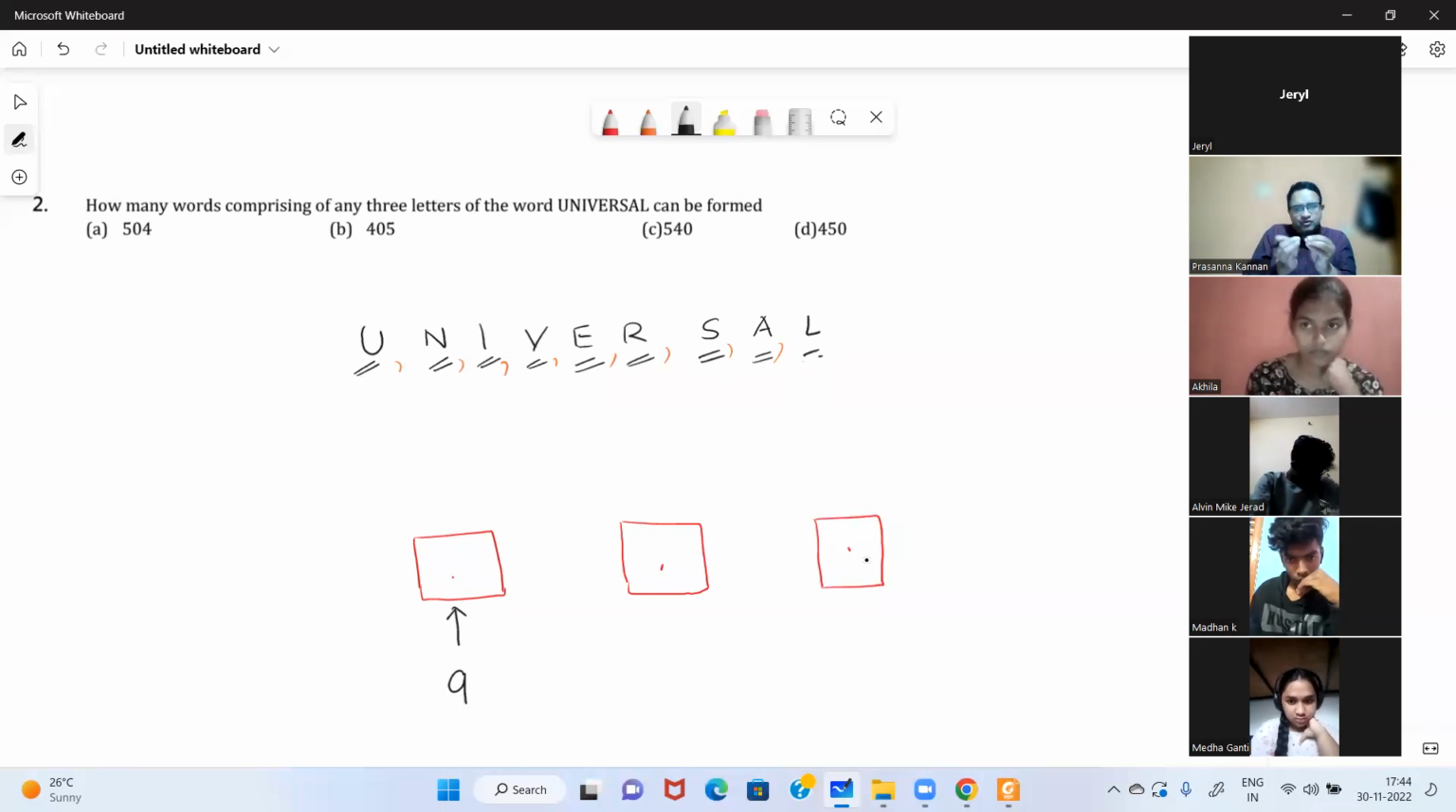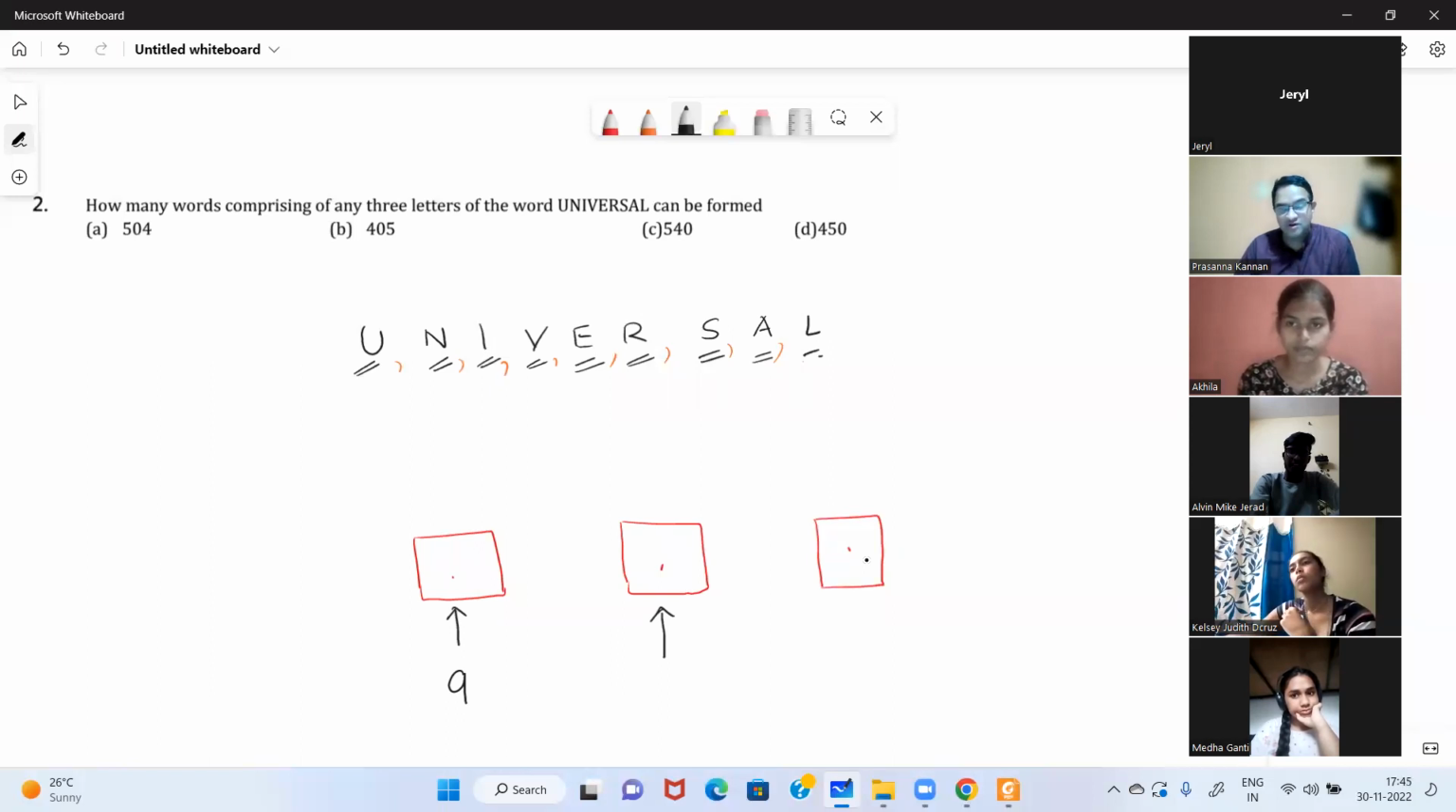Now I have used one of them. How many remaining letters are there? 8. For the second position, I have how many options? 8, sir, because one is already used. I cannot reuse it, correct? Are you guys with me? Should I repeat it again, guys?